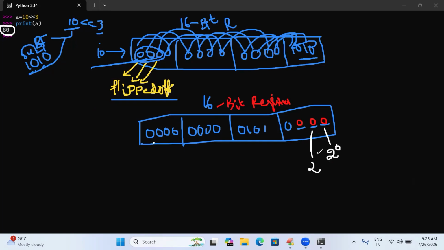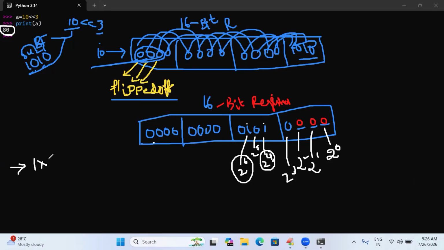So 2 power 1, 2 power 2, 2 power 3, like this. This is 2 power 4, 2 power 5, 2 power 6. See here, we have to multiply these values with the bits and add them. I'm considering like this: 1 into 2 power 6, plus 1 into 2 power 4.